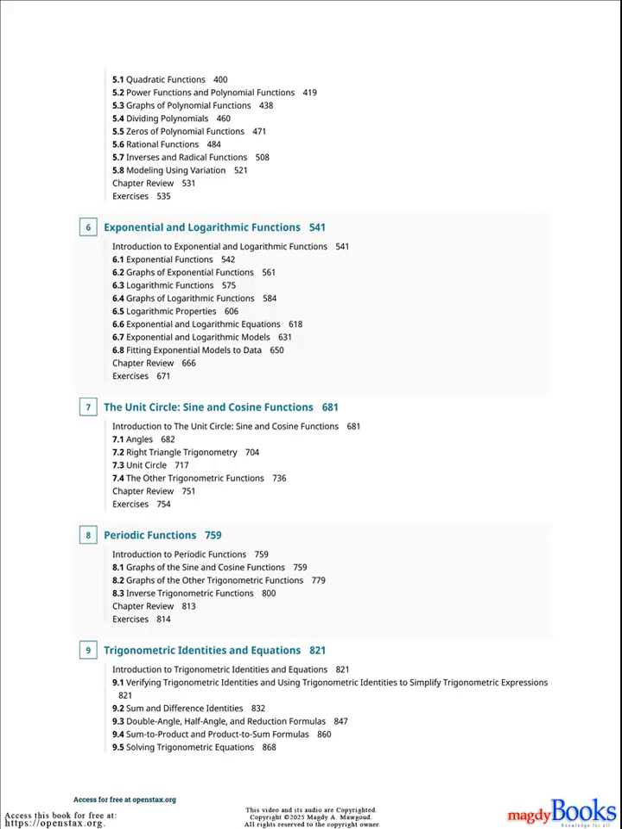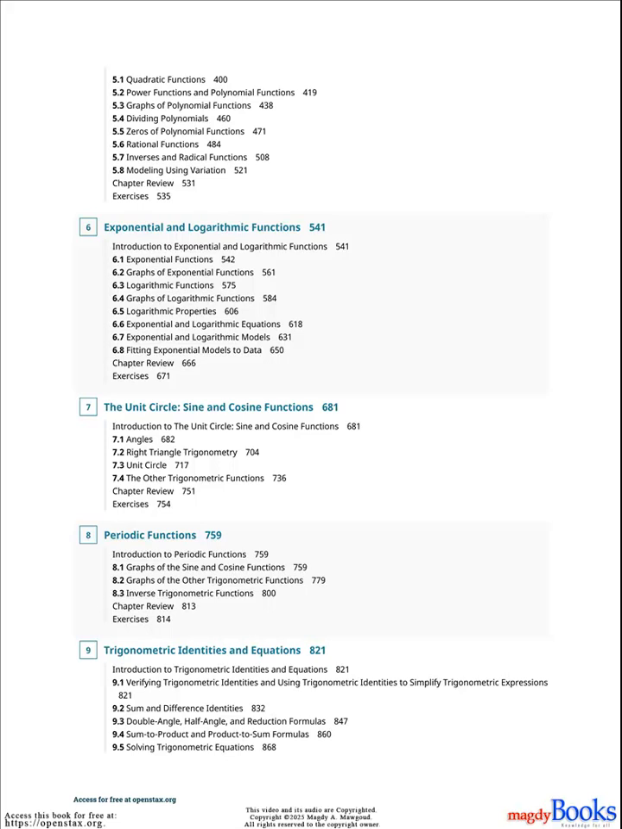5.3. Graphs of Polynomial Functions. 5.4. Dividing Polynomials. 5.5. Zeros of Polynomial Functions. 5.6. Rational Functions. 5.7. Inverses and Radical Functions. 5.8. Modeling Using Variation. Chapter Review. Exercises. 6. Exponential and Logarithmic Functions.